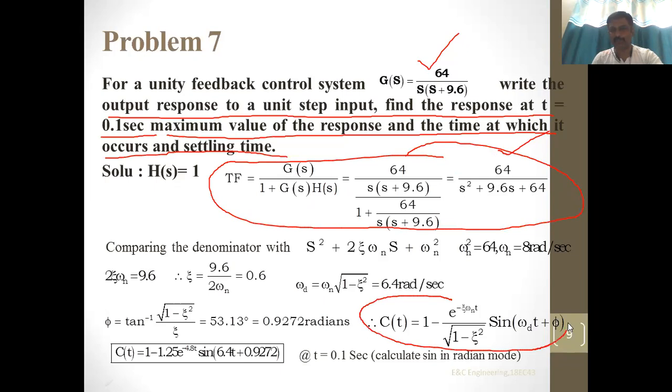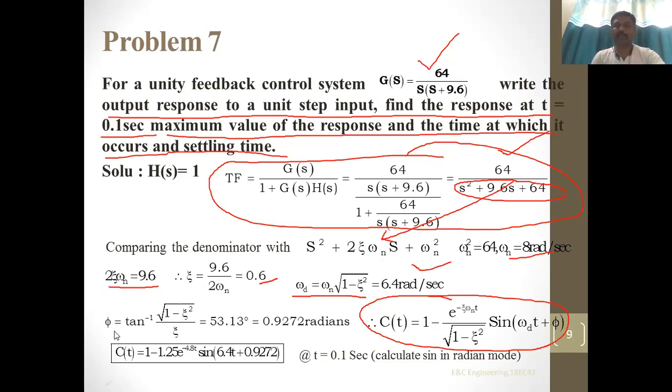Now what is the generic expression we have? This is the generic expression for the output of a second order system: 1 minus e power minus xi omega n t divided by root of 1 minus xi square into sine of omega d t plus phi. Now we need xi, omega n, omega d and phi, right? Let me compare this with the standard equation, s square plus 2 xi omega n s plus omega n square. After comparison, omega n is 8 radians per second, and 2 xi omega n is 9.6, so xi is equal to 0.6, which is less than 1, and it is the underdamped case. Omega d is omega n into root of 1 minus xi square, which is 6.4 radians per second.